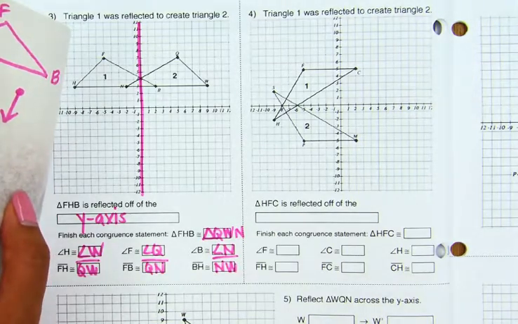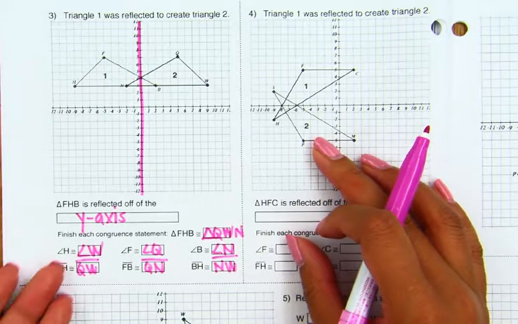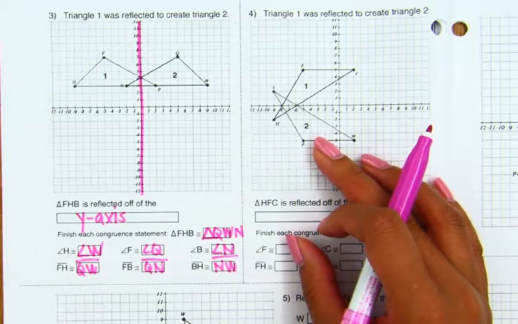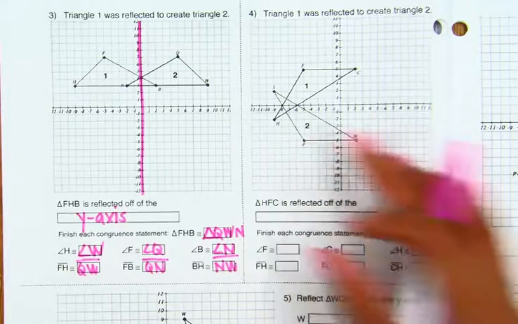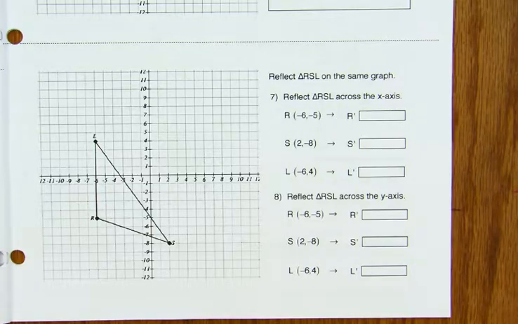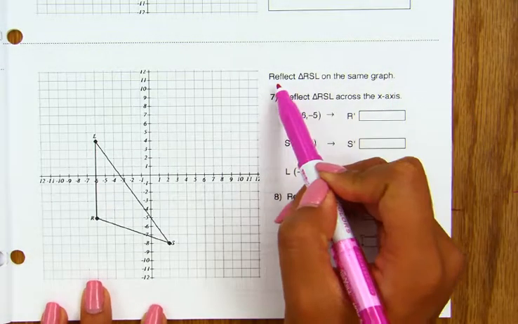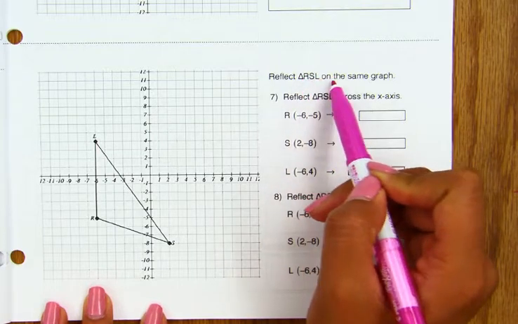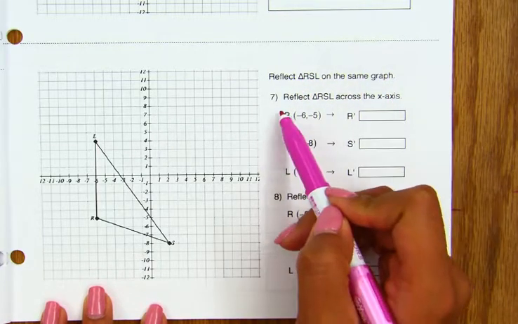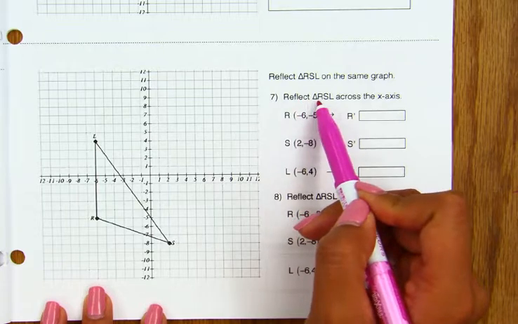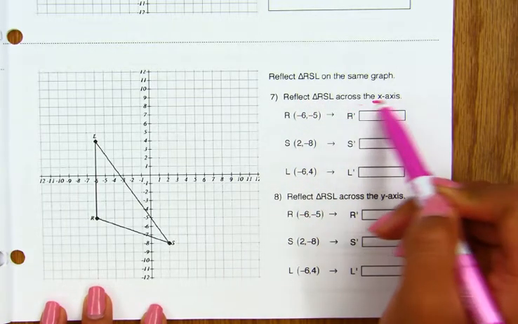So there you have it, yet another reflection. In this case, we were identifying where the line of reflection was, and we identified all congruent parts. So in the previous examples, we were identifying the different types of reflections, and now we're going to practice performing different types of reflections. For number 7 here, it says reflect triangle RSL on the same graph. In this case, they want us to reflect triangle RSL across the x-axis.